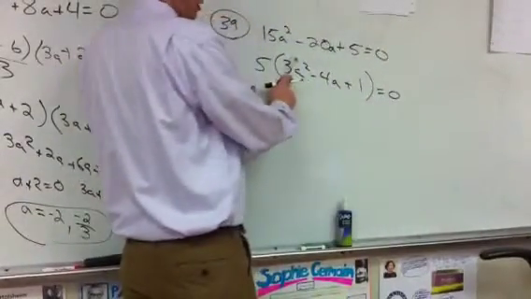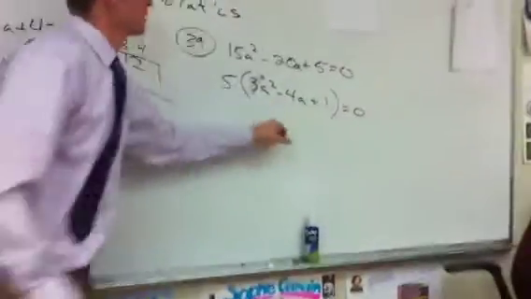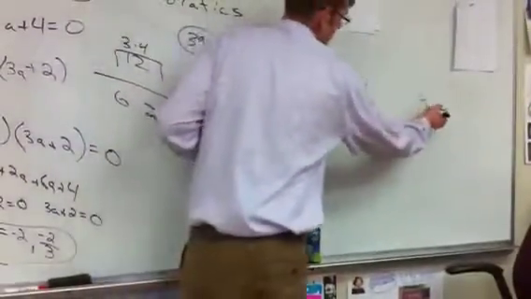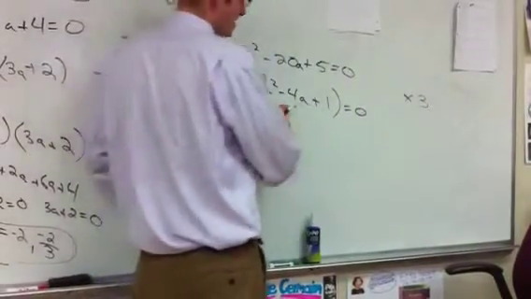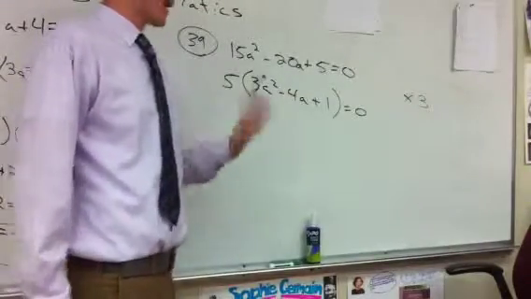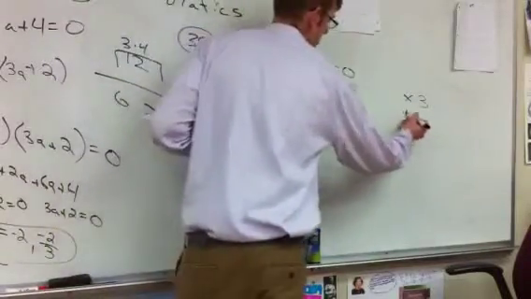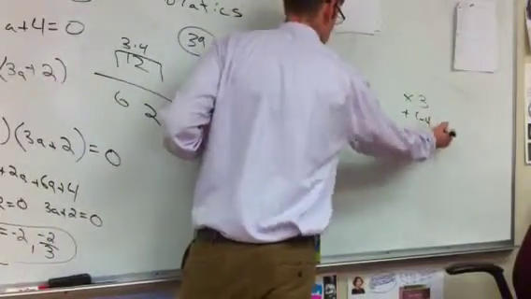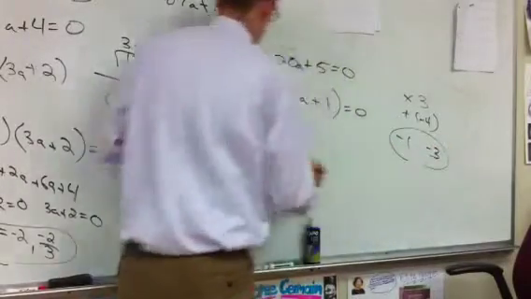And then we use the same method as before, so we want a times c. 3 times 1 is 3, so it has to multiply to 3 and add to -4. What are two numbers that multiply to 3 and add to -4, Mariko? -1 and -3. Okay, so they have to add to -4. And then you said -1, -3? Yeah. And I agree with that.